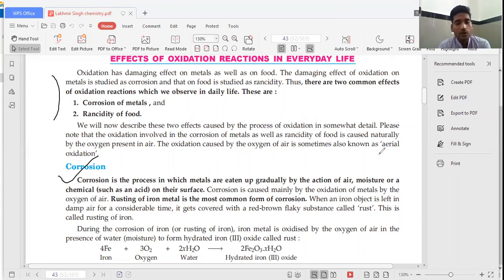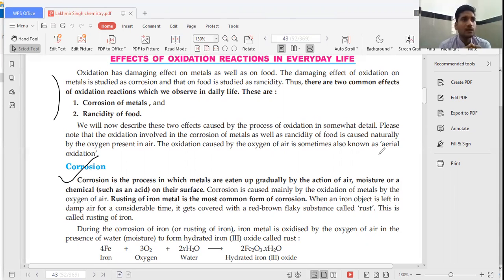So let's go deeper into the corrosion. Corrosion is the process in which metals are eaten up gradually by the action of air, moisture, or chemical such as acid or base, on their surface. Corrosion is caused mainly by the oxidation of metals in the air. Why? Because metals have a slightly higher tendency to oxidize. Previously you have seen that metals are good reducing agents, and when they get air in the atmosphere, they will go for oxidation. Many times they will oxidize by themselves. A metal is kept, you don't need to make it oxidize, it will go for oxidation itself. Clear? But this is not the case for all metals.